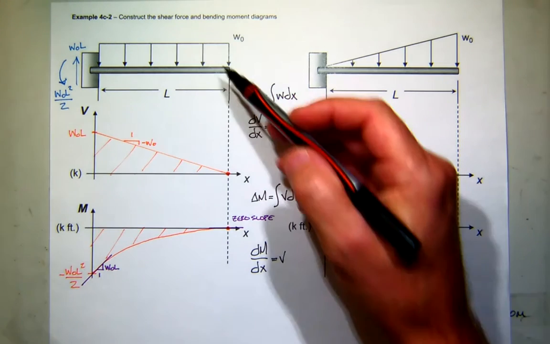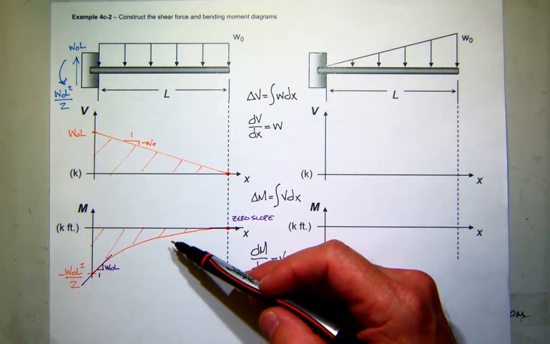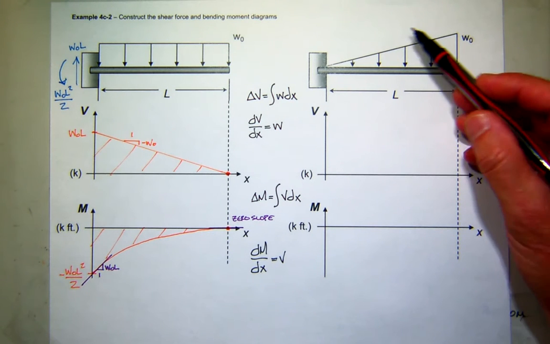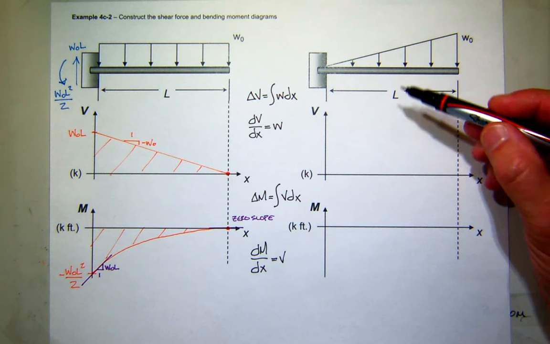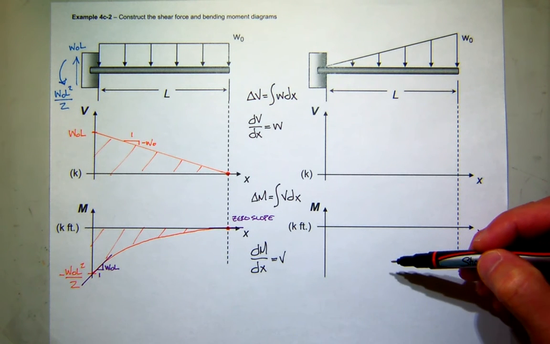All right, so constant, first order curve, second order curve. Now let's just examine this one. What kind of order curve is this? This is first order. So you'd expect what here? Second order. Second order, third order. Third order. So let's see what we get.